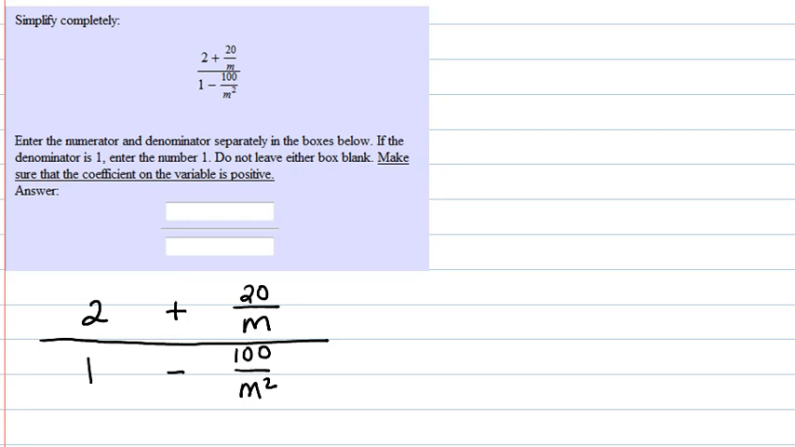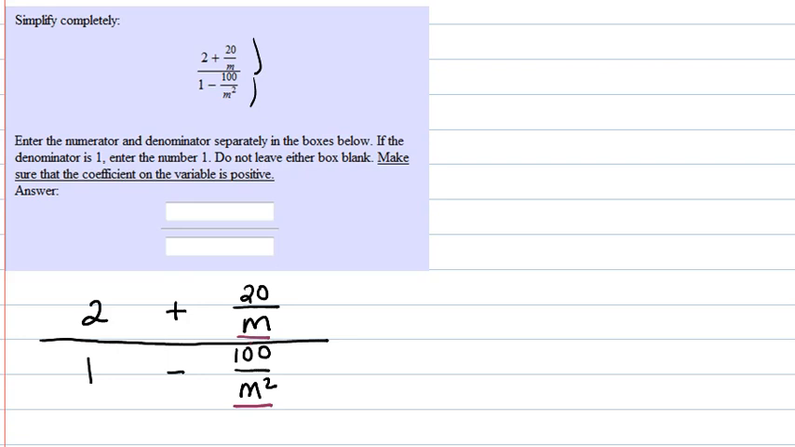Simplifying complex fractions. And again, it's complex because we've got fractions within fractions. First step is to try to get rid of the complex part to make it a regular fraction and then simplify if possible. To do that, you look at all the denominators. In this case, there's only two of them, m and m squared.